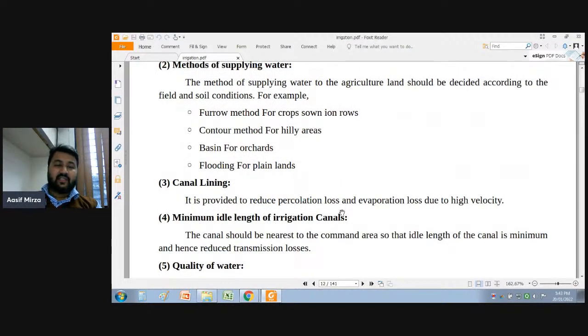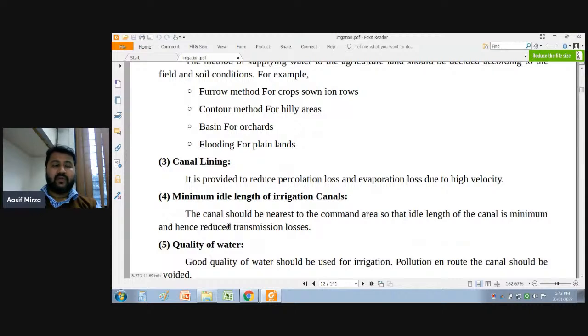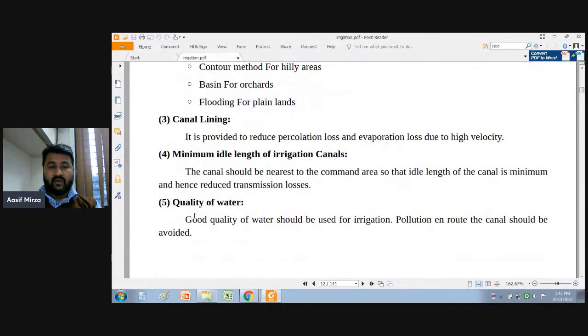Now, canal lining is provided to reduce the percolation loss and the evaporation losses due to the high velocity. Now, minimum idle length of irrigation canals is also one of the factors which can increase the duty of water. So the canal should be nearest to the command area so that the idle length of the canal is minimum and hence reduces transmission losses. Now, the quality of water: good quality water should be used for irrigation, or the pollution in the canal should be avoided.